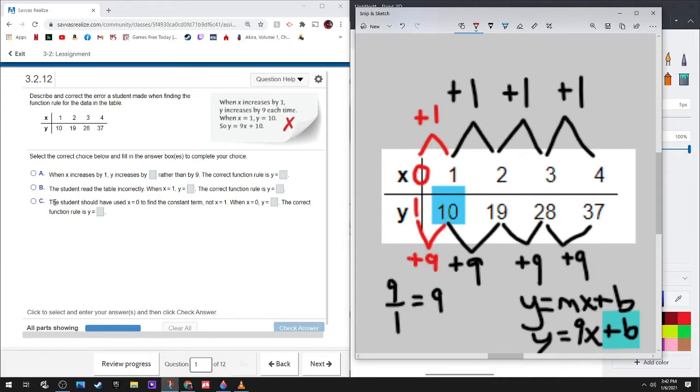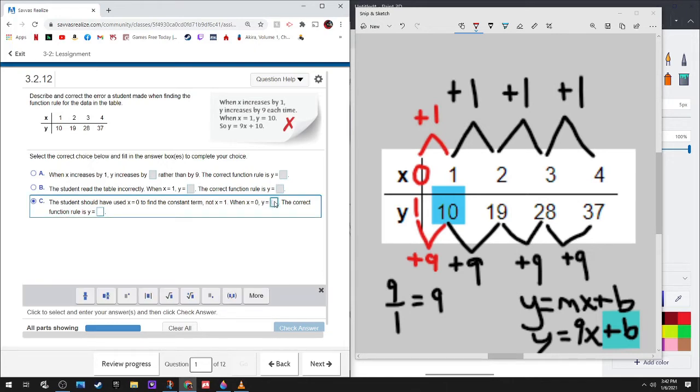So if you look down here, it says the student should have used x equals 0 to find the constant term, or constant term is what we would use for y-intercept, not x equals 1. When x equals 0, y is equal to 1 in my problem. The correct function rule is y is equal to 9x plus 1.